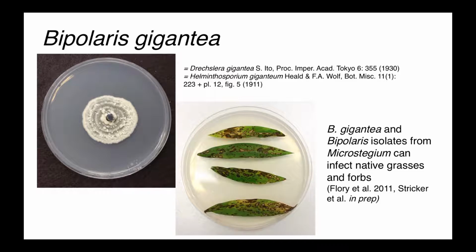And then some previous work with this pathogen has shown that it can infect some native species. So the gigantea can, and then Bipolaris isolates from this invasive species, Microstegium, that weren't identified as species can also affect native grasses that overlap with Microstegium.